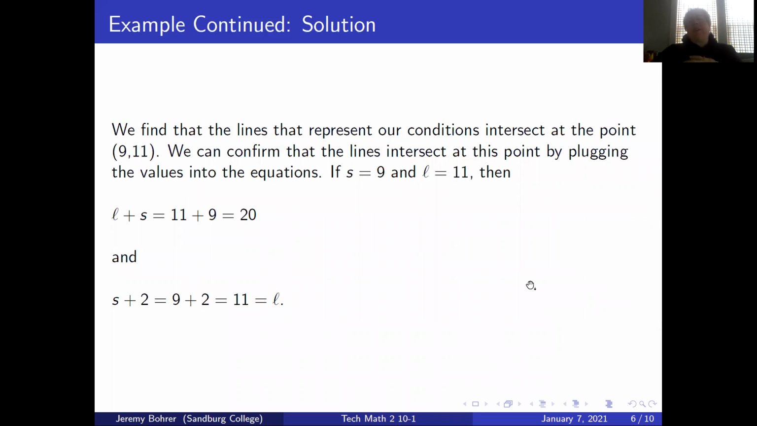We find that the lines that represent our conditions intersect at the point (9, 11), and we can confirm that the lines intersect at this point by plugging the values into the equations. If S equals 9 and L equals 11, then L plus S equals 11 plus 9 equals 20, and S plus 2 equals 9 plus 2 equals 11, which is equal to L.